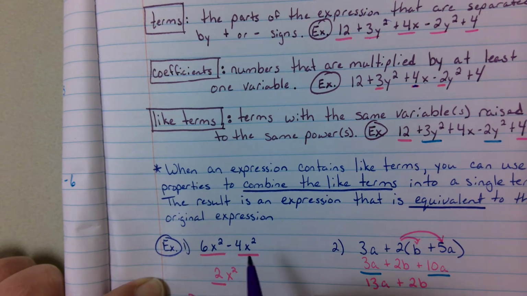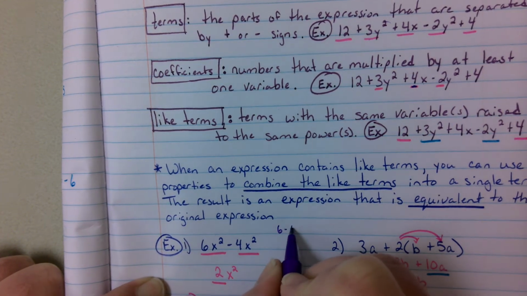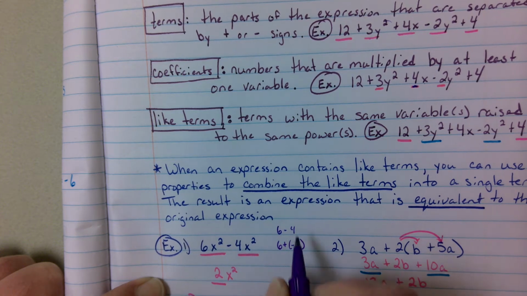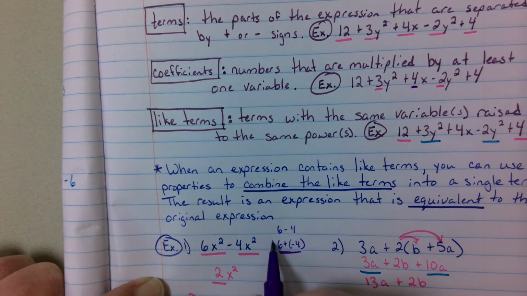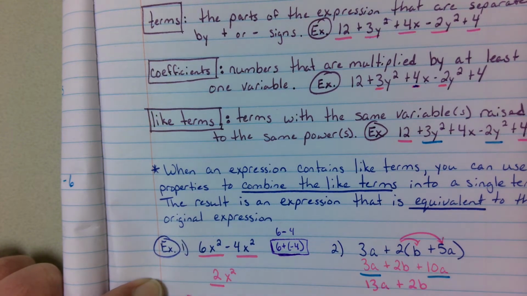You could also think of it, because this negative really goes with that 4, as 6 minus 4 or 6 plus negative 4. This means the same thing. And either way, this may be easier to understand when you're working them, because you can think about combining as kind of like adding them. All right.